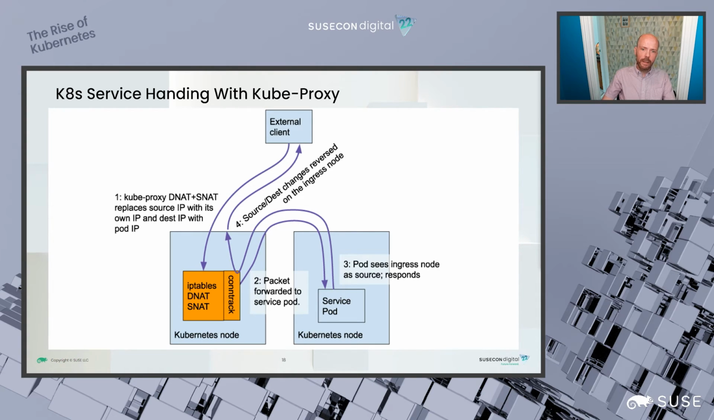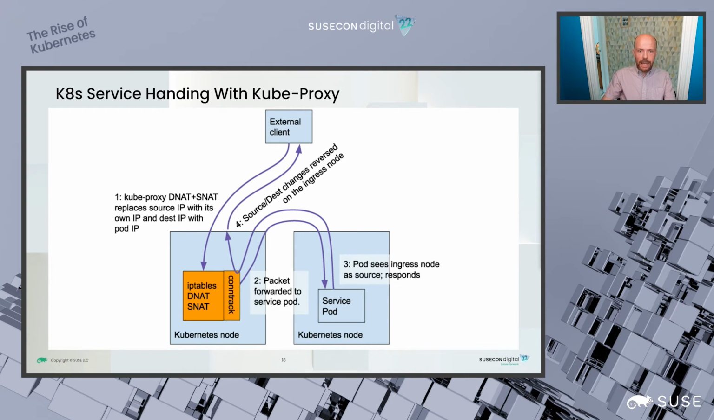The orange box here is kubeproxy, and the purple is the flow of a client making a connection to a service within the cluster. So step one, the external client tries to connect to the cluster, and some kind of process in the network outside of the cluster makes the user or external client hit kubeproxy on the node. Now, kubeproxy immediately destination NATs and source NATs the traffic, replacing the source IP with its own IP and the destination IP with the pod IP that's actually going to serve the workload.